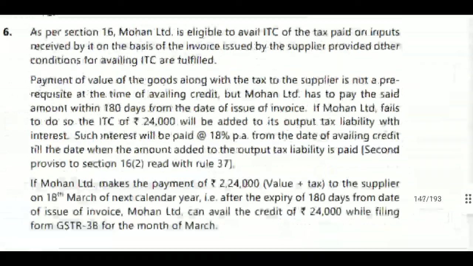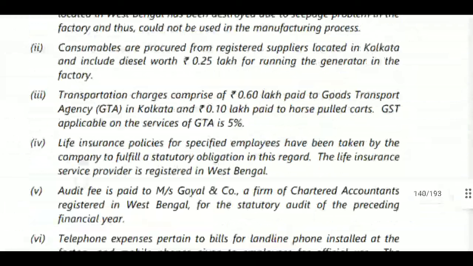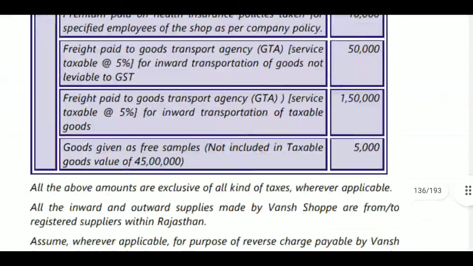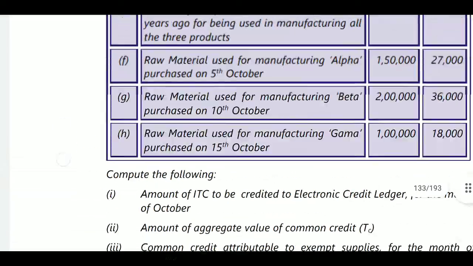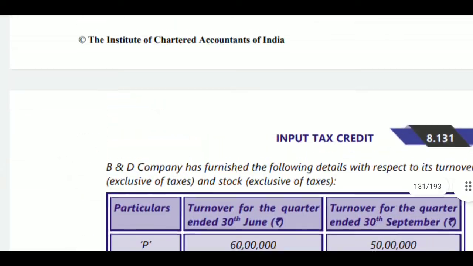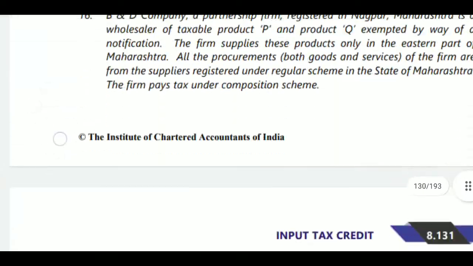That 9,000 IGST will be first utilized because here there is no IGST payable. It may be used for CGST or SGST, whichever portion you want, you can use. Next question will be the 16th question. What is there in the 16th question?